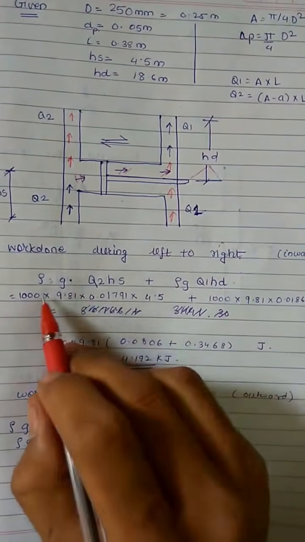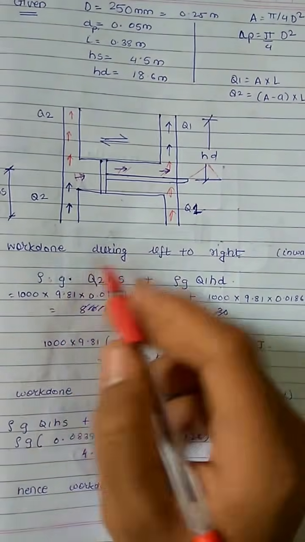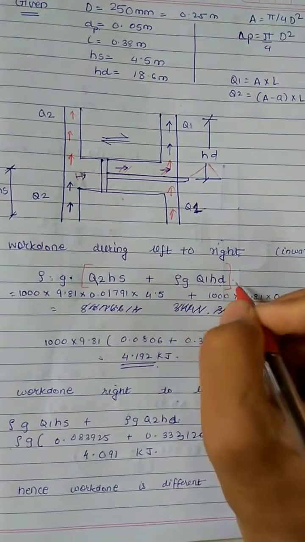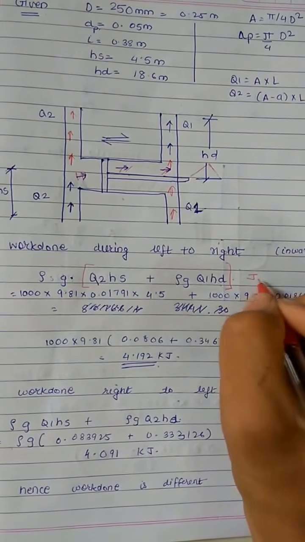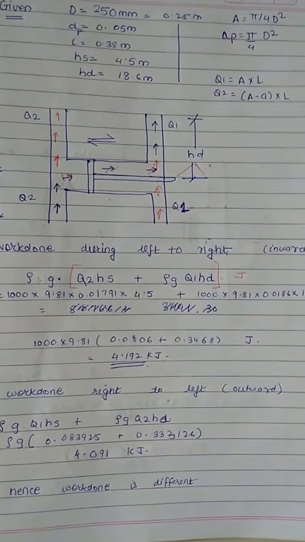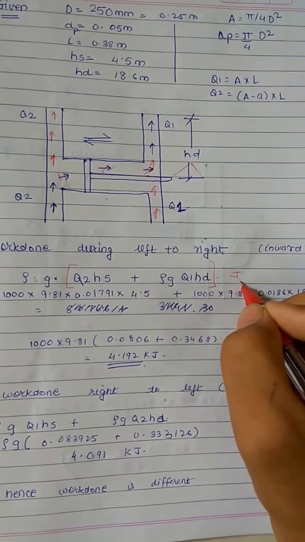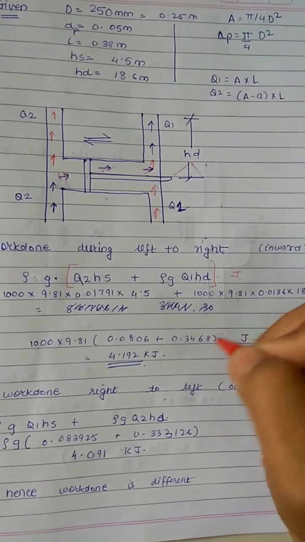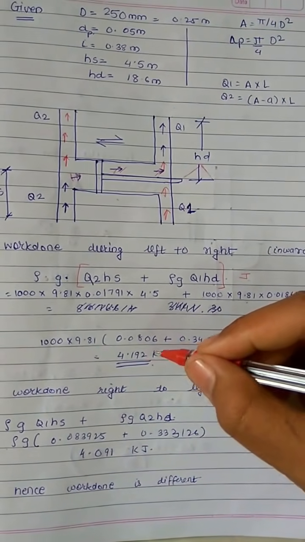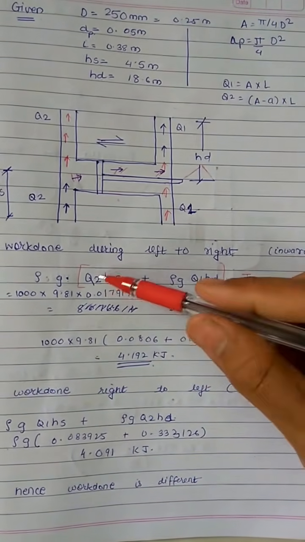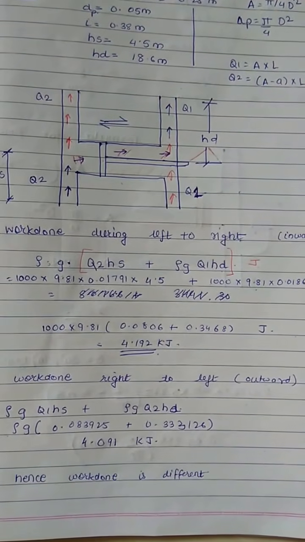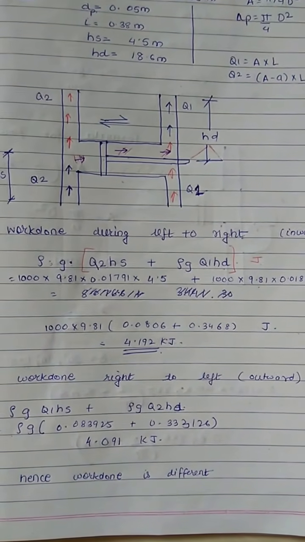Now take 1000 and 9.81 common and we get a bracket. Now these values will be in joules, and as I told you, it will always be in kilojoules or kilowatts. Therefore we divide the final answer by 1000 to get it in kilojoules. So we get the work done as 4.192 kilojoules when we have all the values which are required.